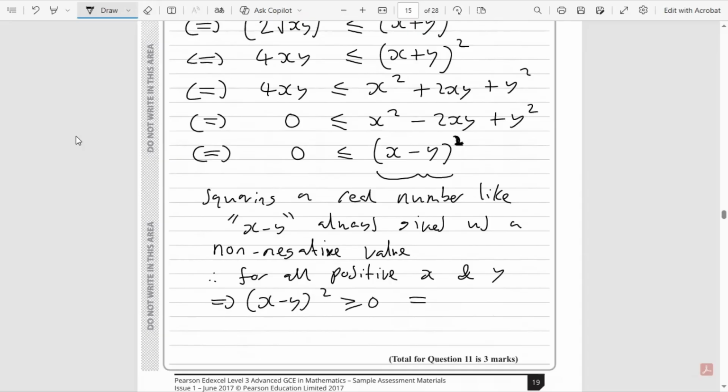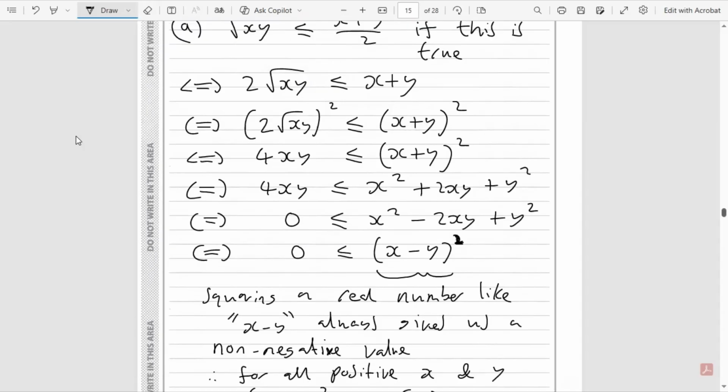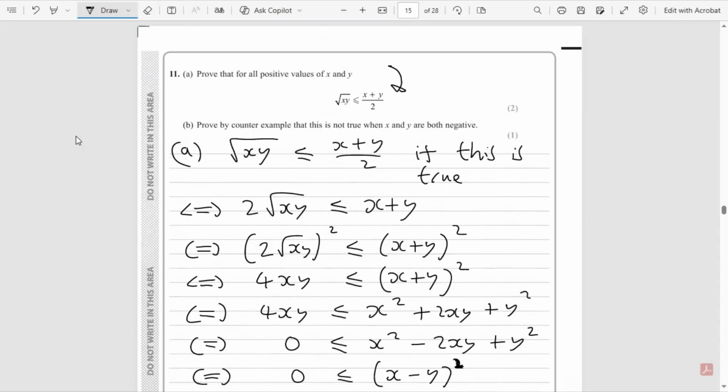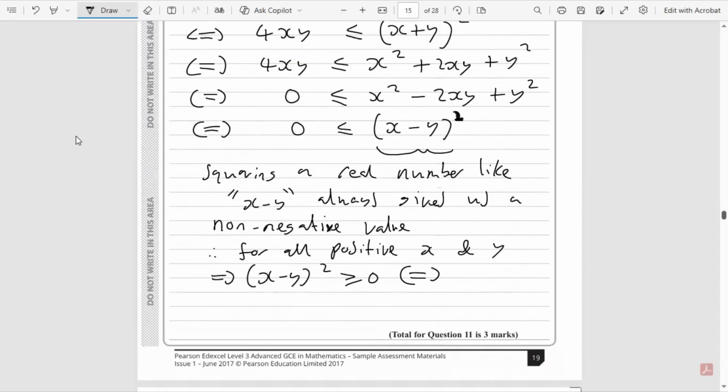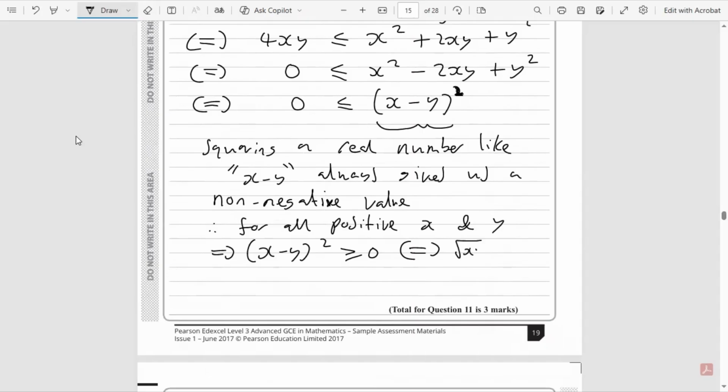But that statement is equivalent to the original statement in the question because we work backwards from the final answer. So therefore, root xy must be less than or equal to x plus y over 2. And that's our proof. Done.